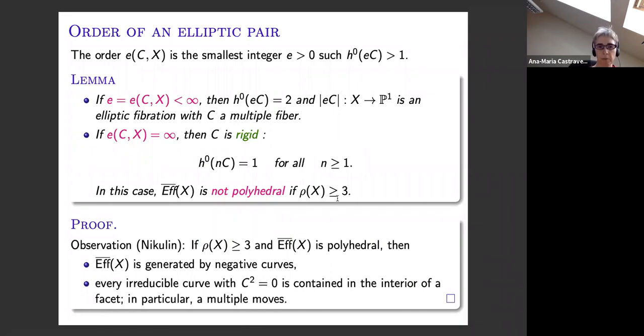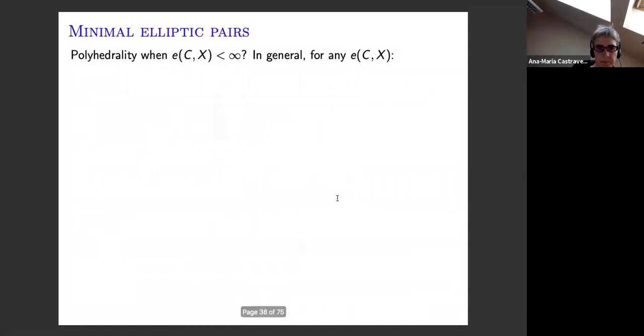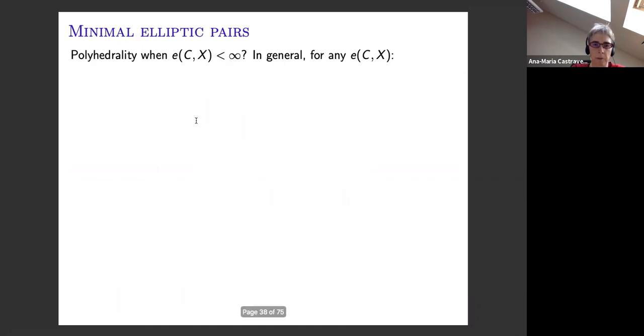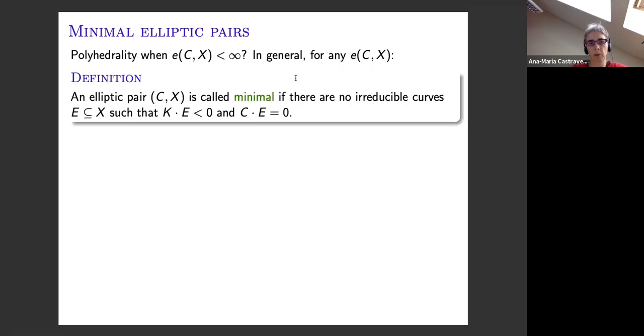So this is our criterion for showing that the effective cone of a surface is not polyhedral. And we will have to apply this for some special types of elliptic pairs. But before we discuss that, I want to also discuss what happens. Going back, we have non-polyhedrality when the order of the elliptic pair is infinite. In this case I didn't say anything about polyhedrality. We will be interested in this case too, because we're interested in the characteristic P case. In general, we'll be able to give a criterion for polyhedrality, but we have to make some extra assumptions. So we'll have to consider what we call a minimal elliptic pair. This is an elliptic pair such that there are no irreducible curves that intersect K negatively and C in 0.